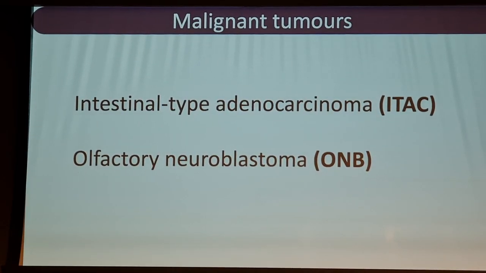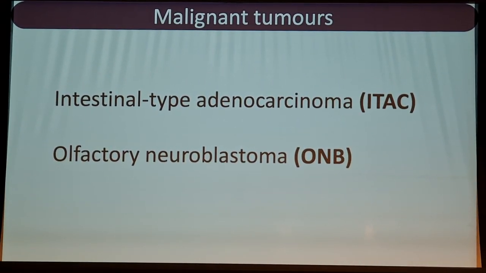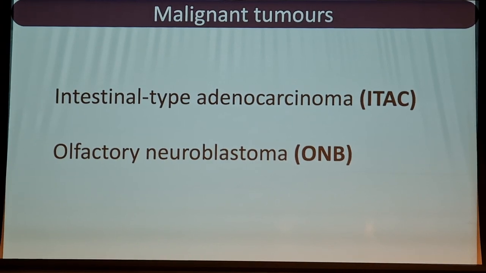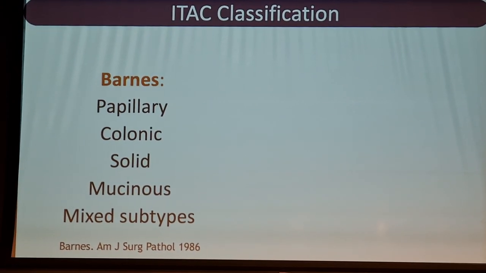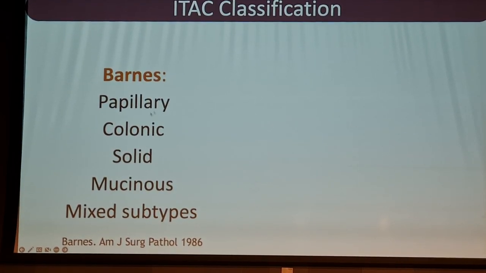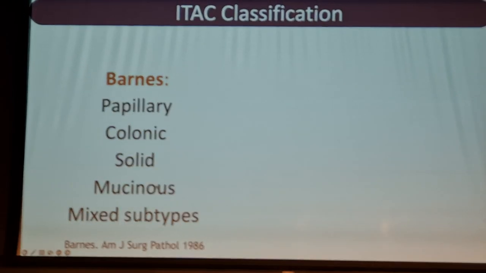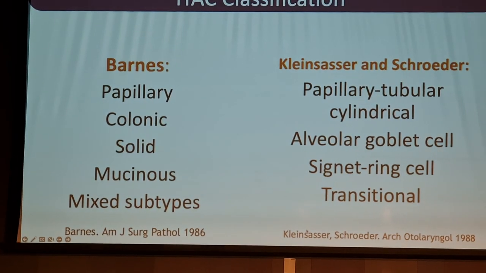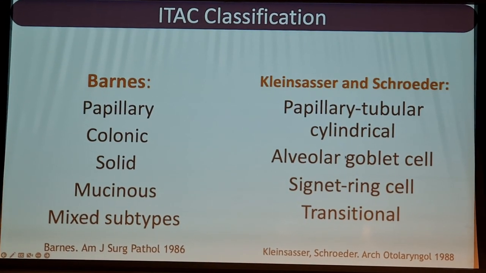So focusing on malignant tumors, I will be talking about ITAC and esthesioneuroblastoma. Starting with ITAC, there are two different classifications, from less aggressive to more aggressive: papillary, colonic, solid, mucinous, and mixed type. And there is another one from Kleinsasser and Schroeder. They classify into papillary, tubular, cylindrical, alveolar, globet cell.